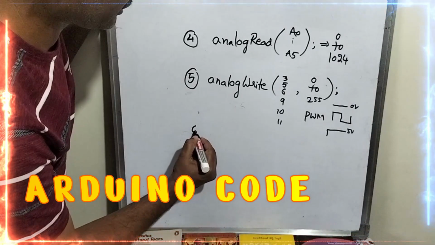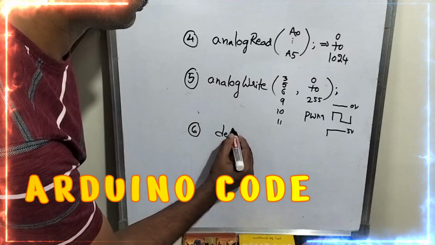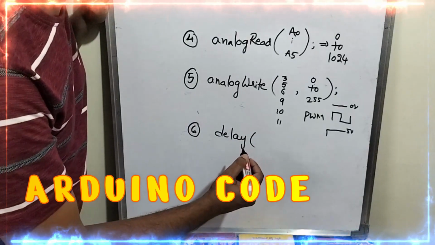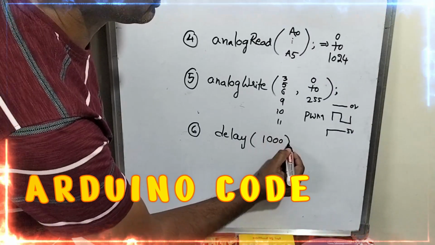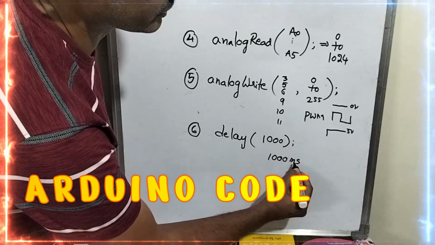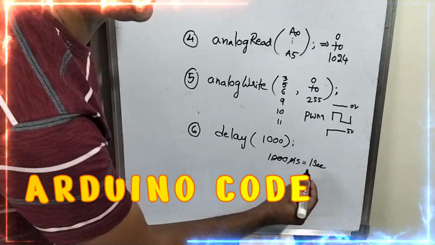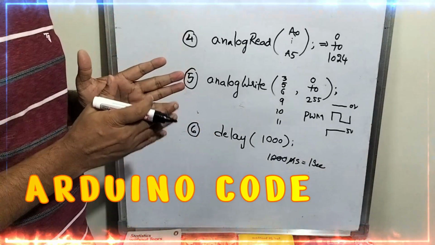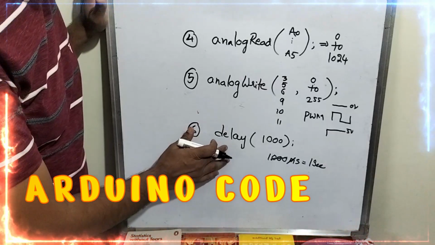Now, let us go to the sixth one, friends. That is nothing but the delay. The delay argument is taken in milliseconds, friends. So if you mention 1,000, that is 1,000 milliseconds. So milli and 1,000 cancel out, so it is nothing but a 1 second delay, friends. This is used to give some delay in between the functions. It is like a waiting time.